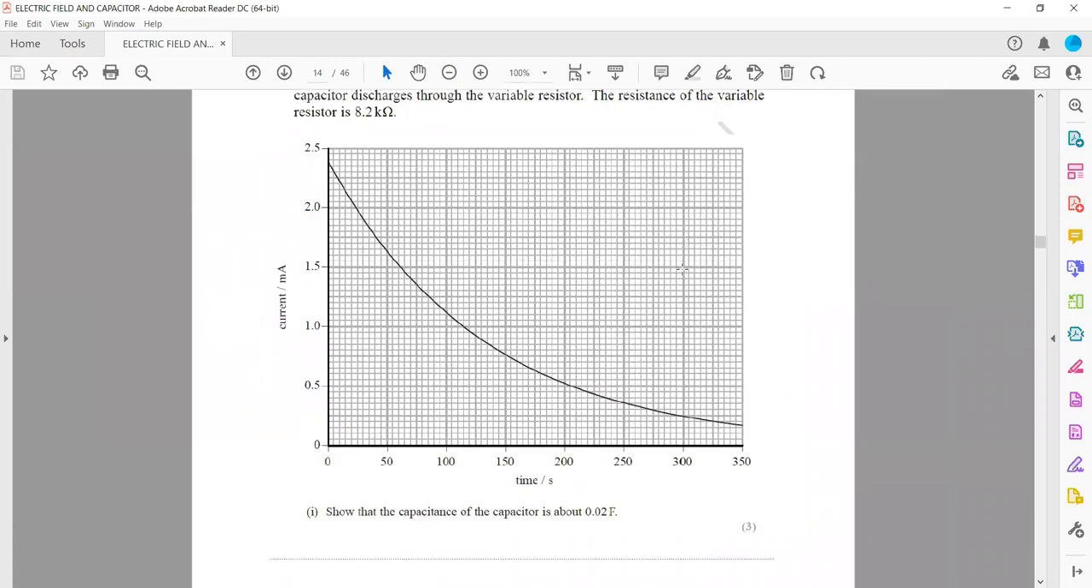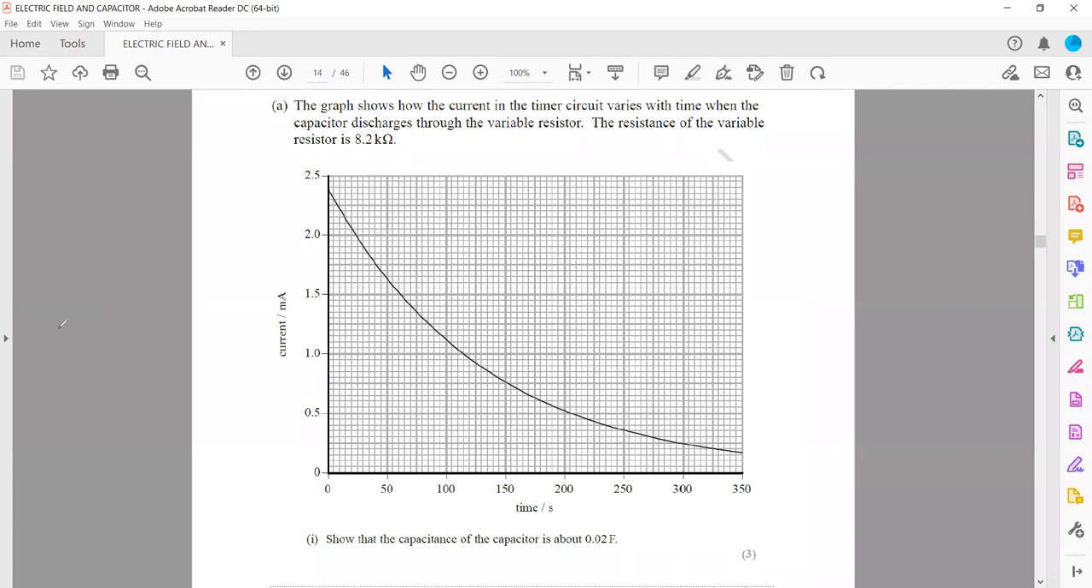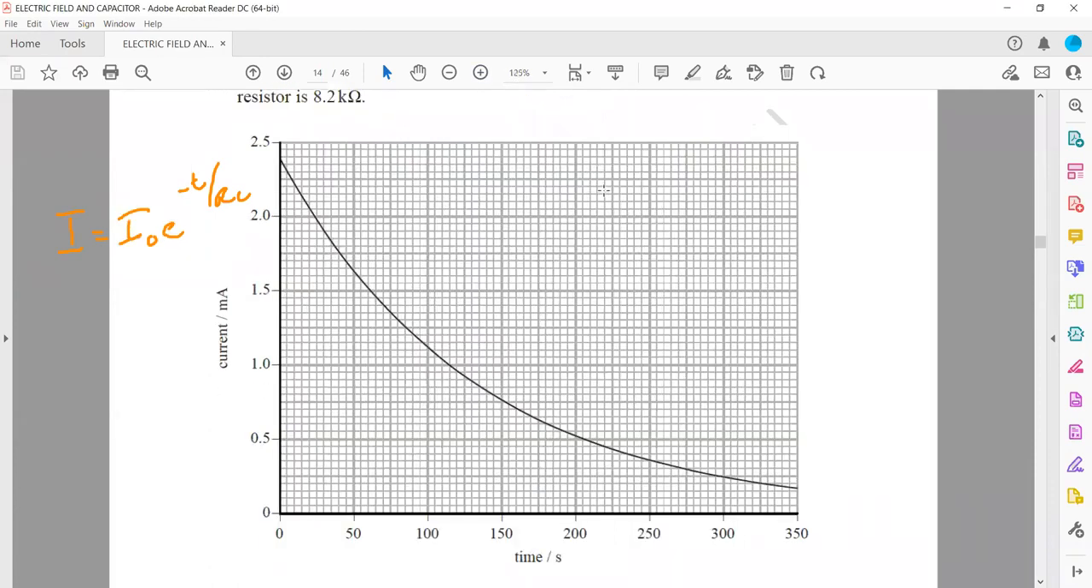So we want to show that the capacitor used here for discharging has a capacitance of about 0.2 microfarad. Because the graph is there with the current, we can use the formula I equals I naught e raised to power minus t over RC. Whenever you're using a graph, you should show your working. You should draw the lines, the points which you are taking on the graph. So what is the maximum current in this? The highest current, which is I naught here.